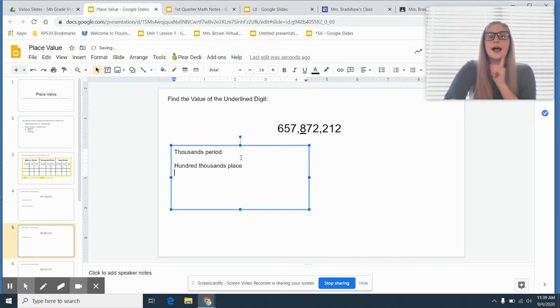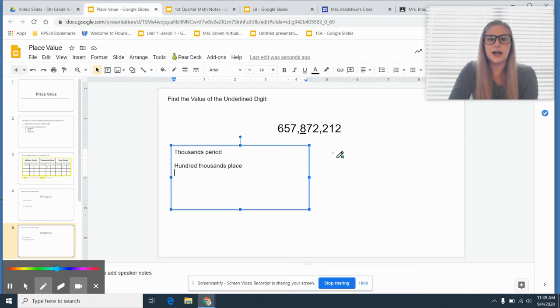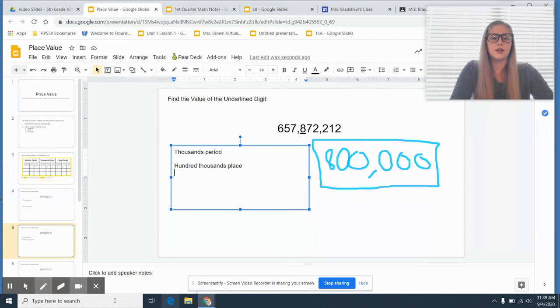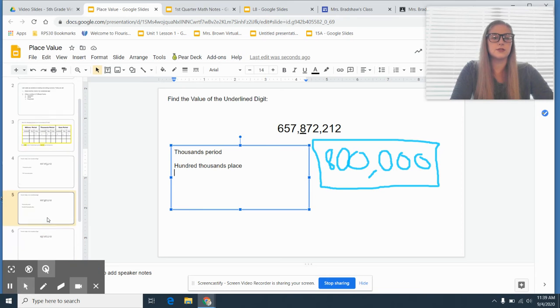But I'm asking for the value. So to find the value, I am going to have 100,000, but I have 8 of those. So my value is 800,000. And that here would be my answer. All right, let's do the next one.